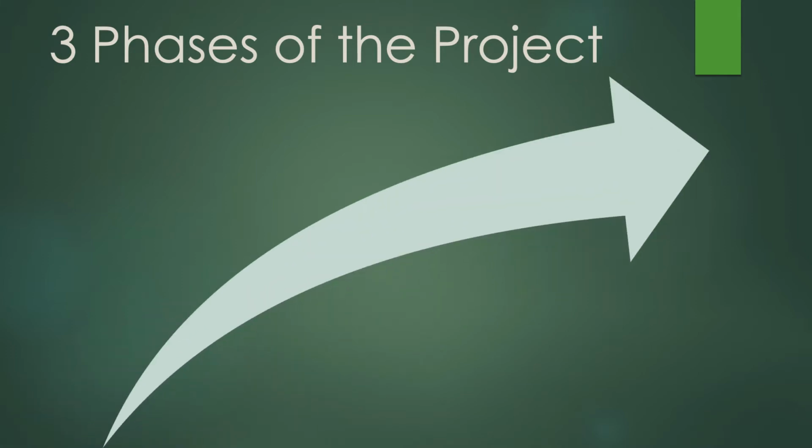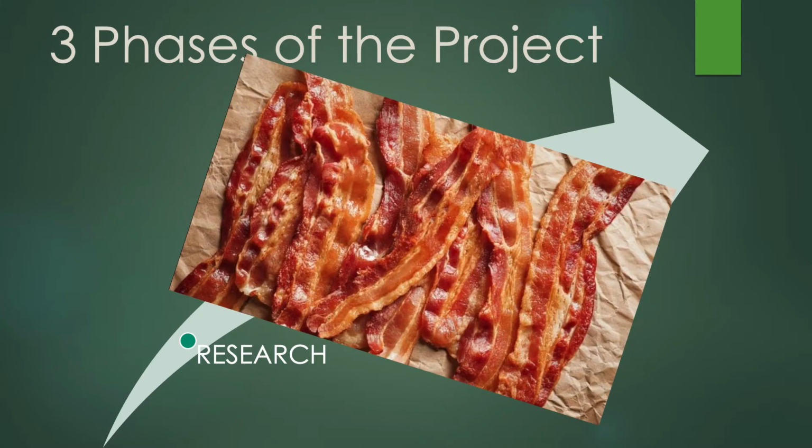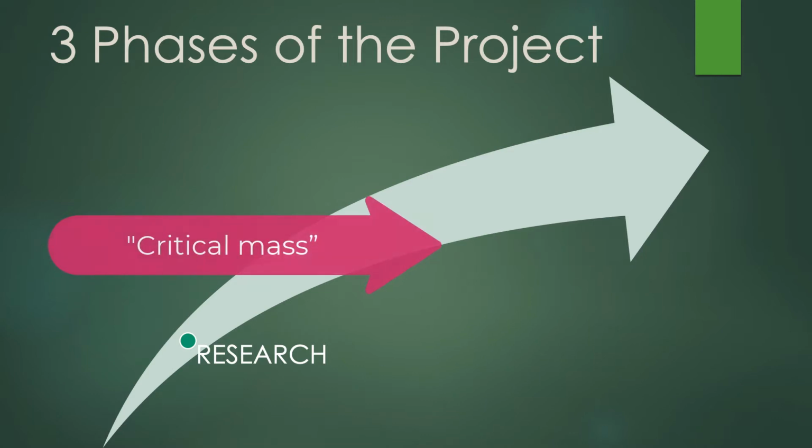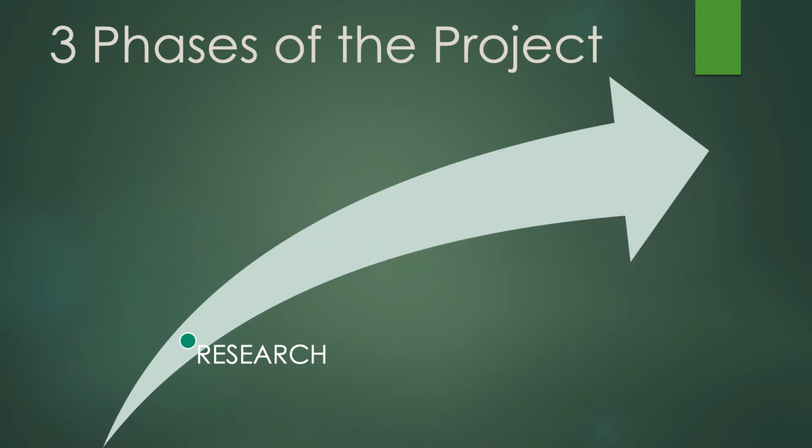Phase 1 is research. You'll begin by choosing a topic. Then you'll start to search for academic books and articles and essays on that topic. And eventually you'll get to what I call critical mass, or the point at which you're really not finding too much else. That's when you'll move to phase 2, which is analysis.